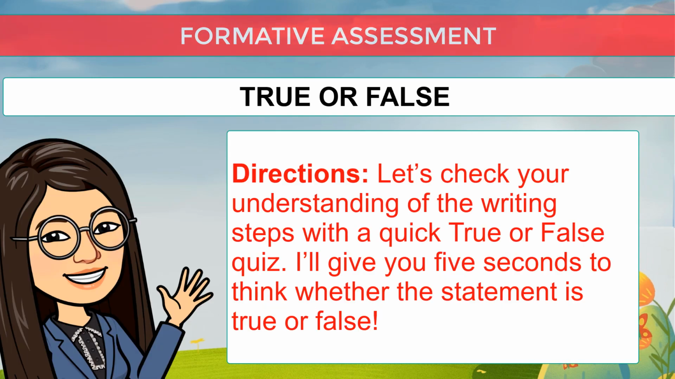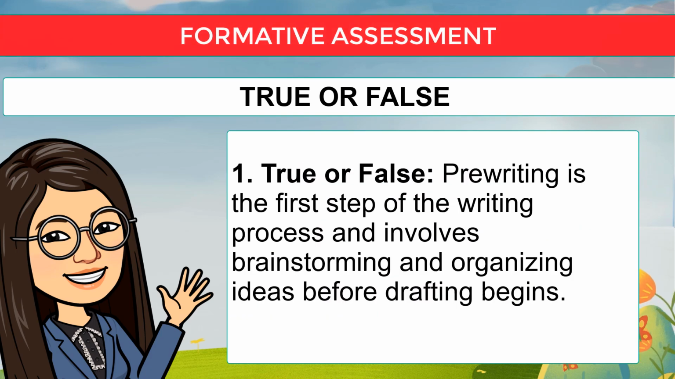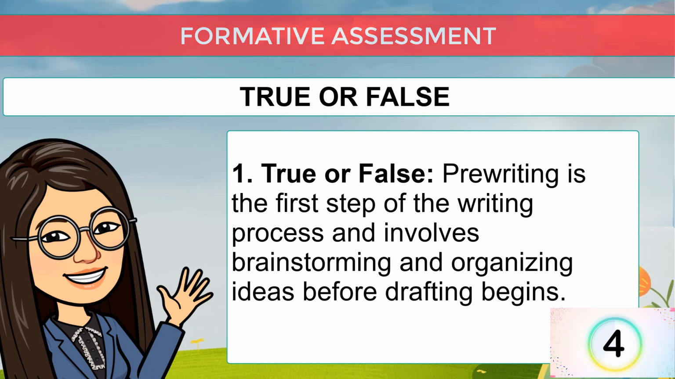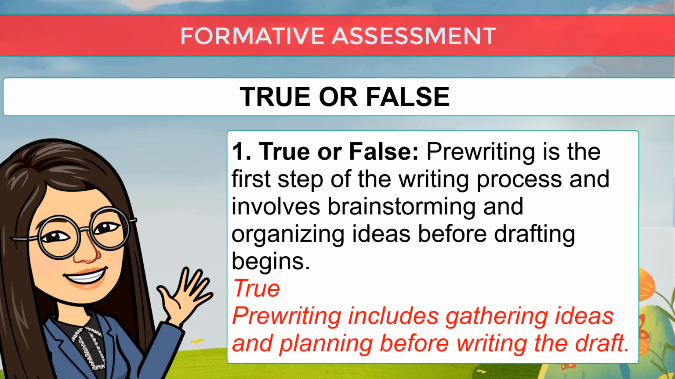Formative quiz. Let's check your understanding of the writing steps with a quick true or false quiz. I'll give you 5 seconds to think whether the statement is true or false. 1. True or false? Pre-writing is the first step of the writing process and involves brainstorming and organizing ideas before drafting begins. Answer: true. Pre-writing includes gathering ideas and planning before writing the draft.